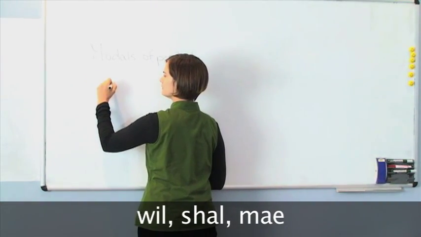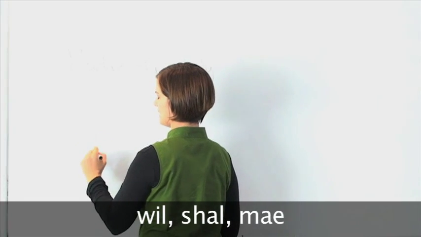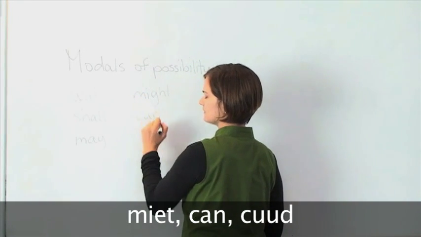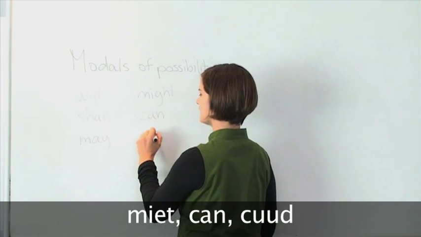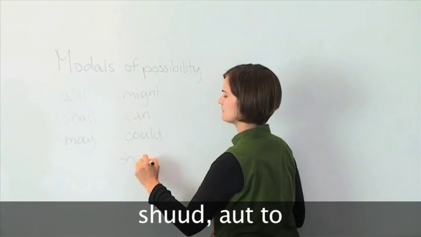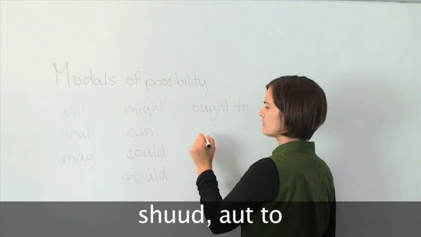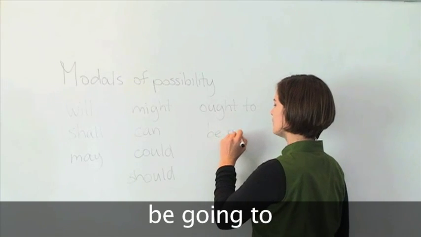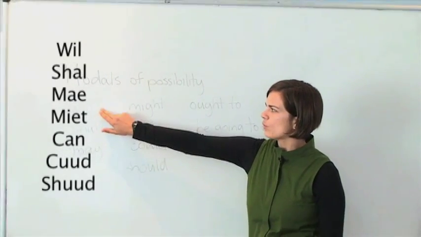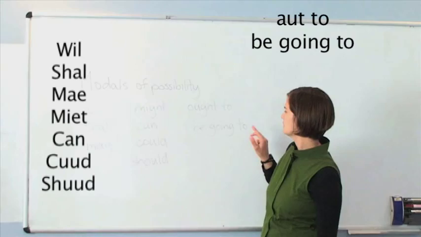Okay, will, shall. Let's say them together. Let's say will, shall, may, might, that's another one, might, can, could, very good. How about there's one that looks and sounds like could, it starts with should, very good. Oh, and there's a longer phrase, and it is ought to. And then there's also another one, be going to. Very good. Let's say them all together just to practice them again. Will, shall, may, might, can, could, should, ought to, be going to.